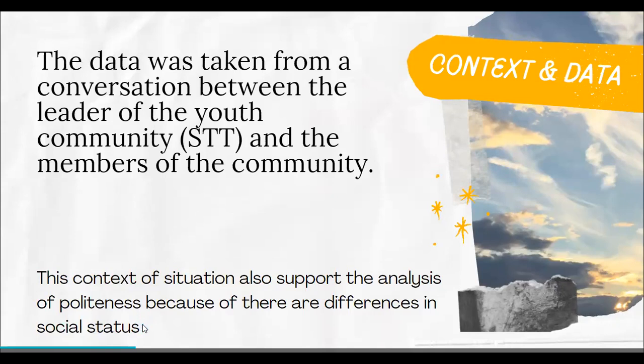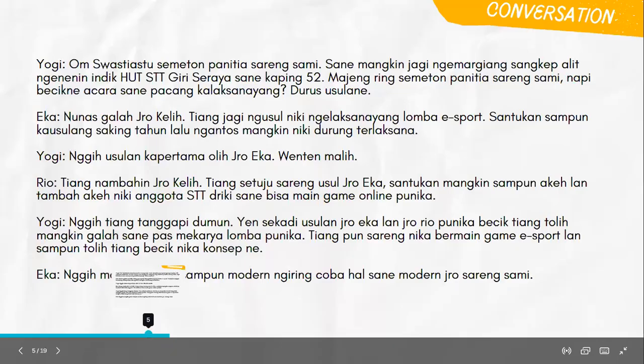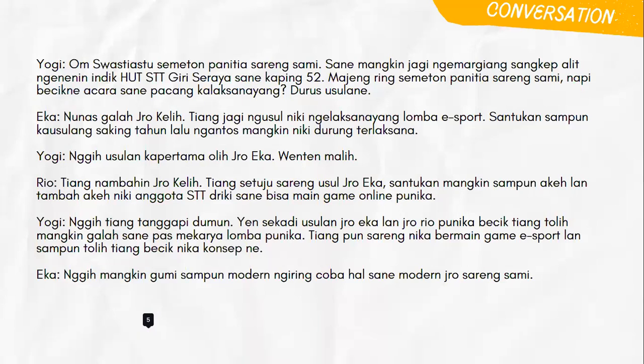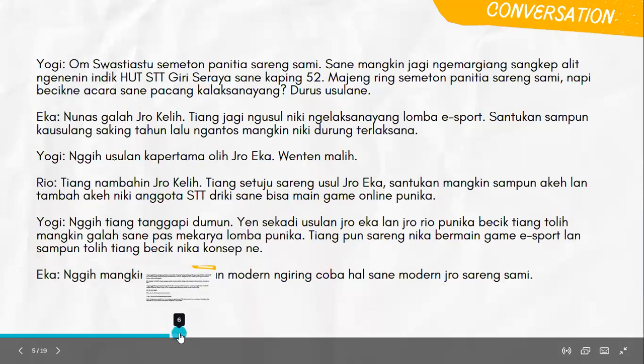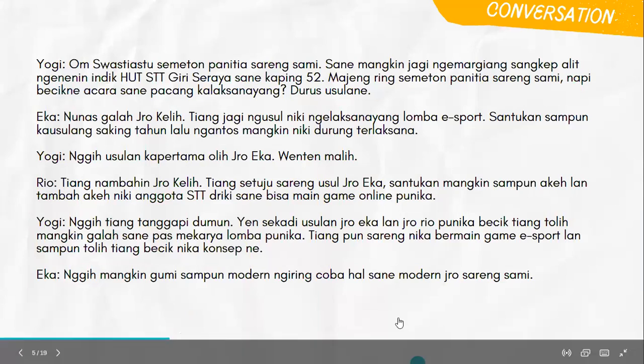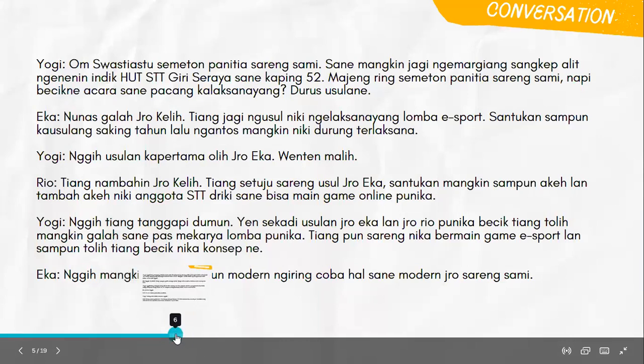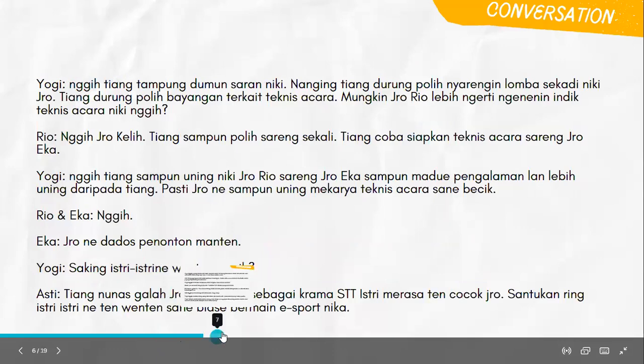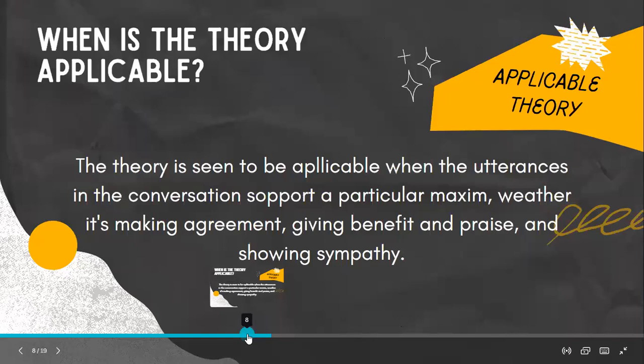The next is context and data. The data was taken from the youth committee STP and the members of the community. The reason is that this context of situation also supports the analysis of politeness because of the difference in social status. Next slide, please. The next. This is the conversation.